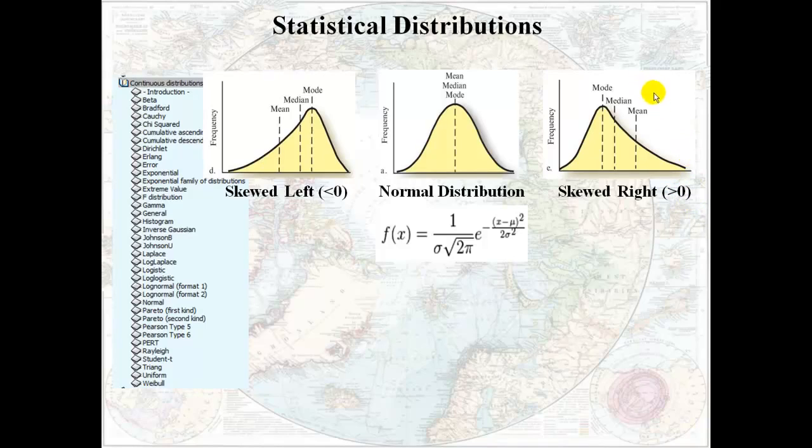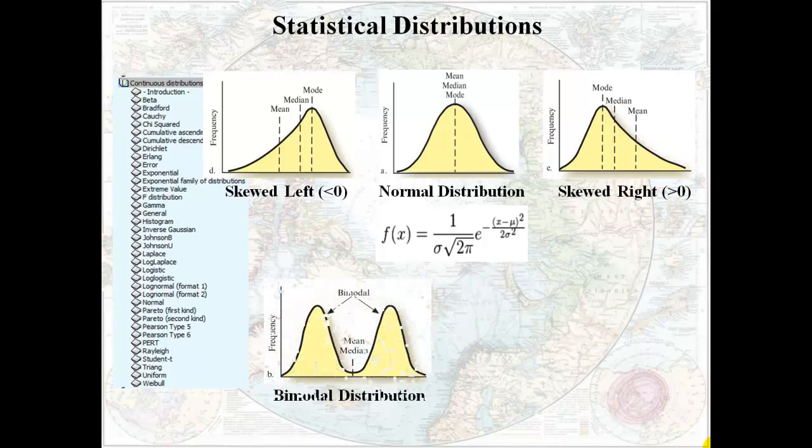You might think of something like precipitation, where most of the time when it rains, it doesn't rain very much, so this might be a low value of precipitation. But sometimes there's a lot of rain that comes down at one time, so you have this tail that pulls way out to the right. That might be skewed right.